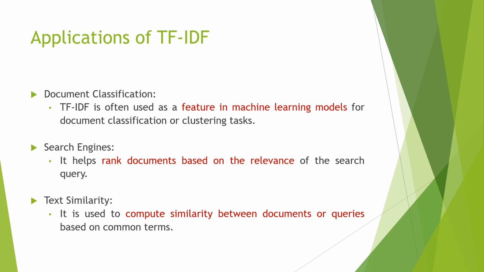Similarly, in search engines like Google search, this mechanism is used to rank documents based on the relevance of the word in the search query or in the document. For text similarity also, it is used to compute the similarity between documents. Based on common words or common phrases, it generates a similarity score.